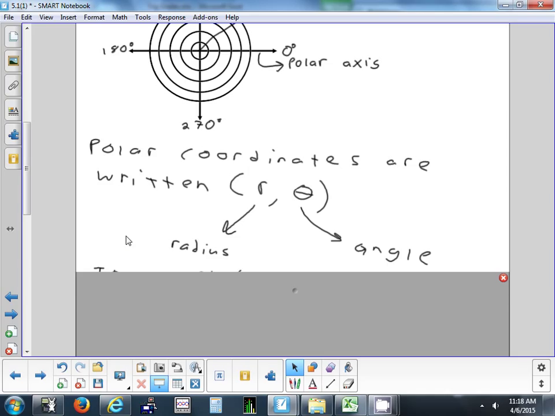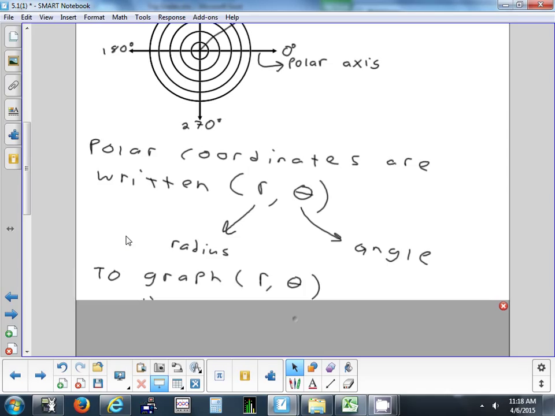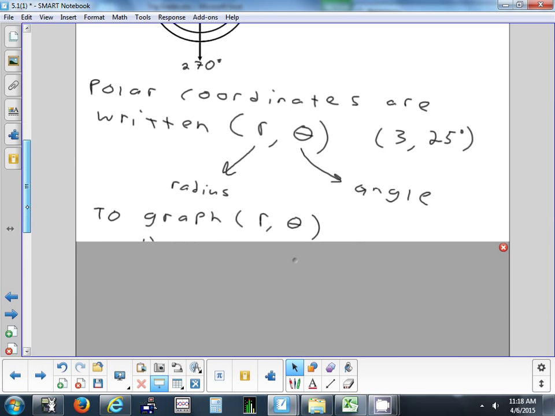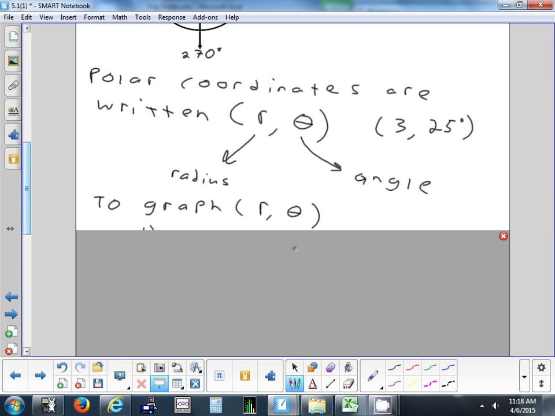This is what a coordinate looks like in polar. R comma theta. So here's an example. That point says move out 3 units from the origin and then go 25 degrees. What we have to figure out is which way do we move? 3 units left or right? And then do we go 25 degrees clockwise or counterclockwise? Does it matter if it's a circle? Well, if you went 25 degrees clockwise versus 25 degrees counterclockwise, you could be in 2 different spots.